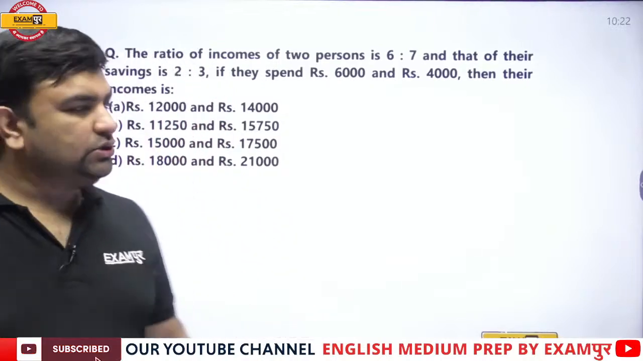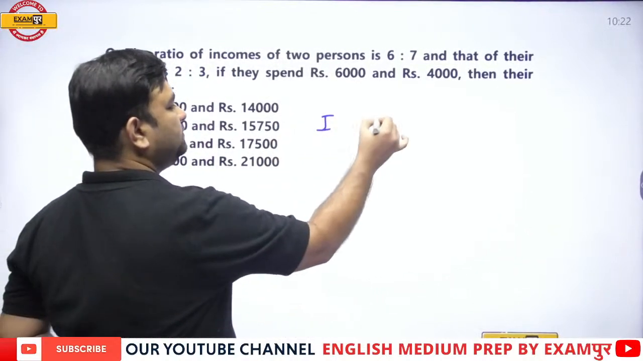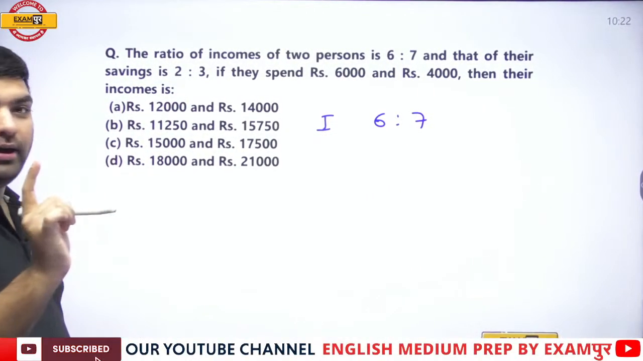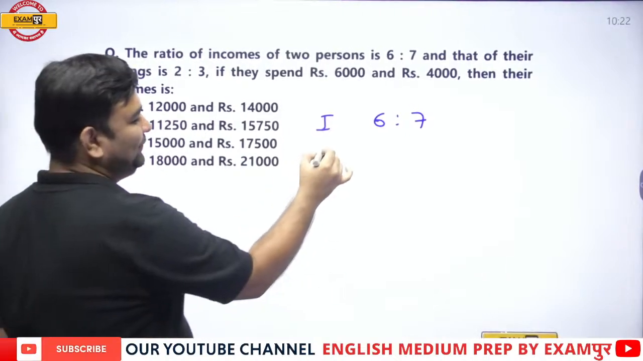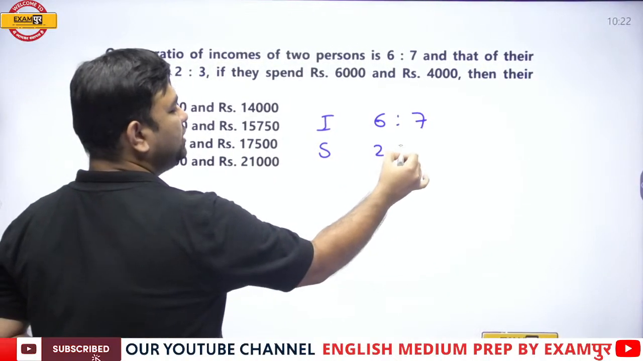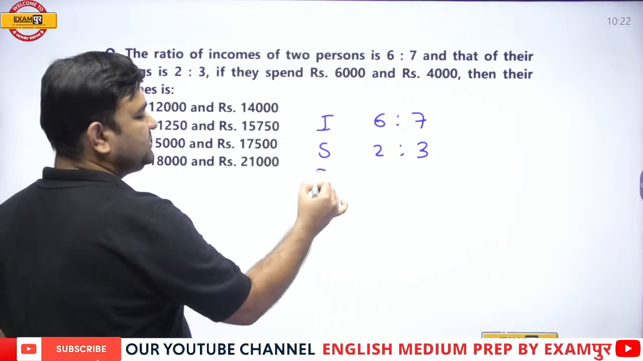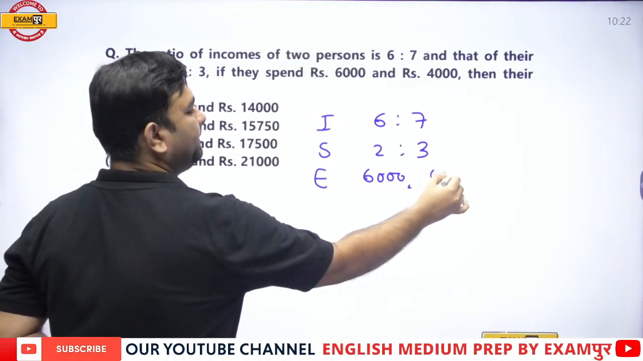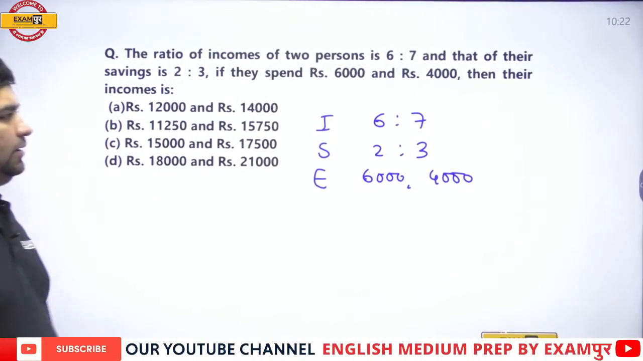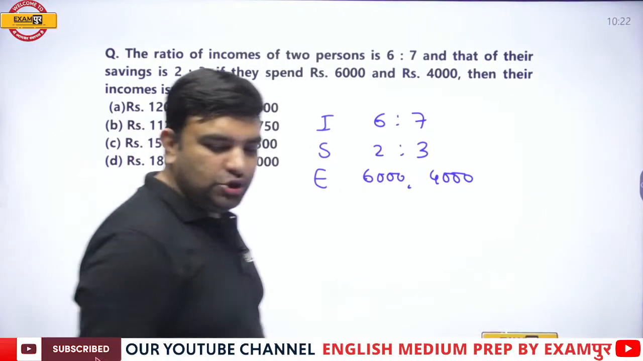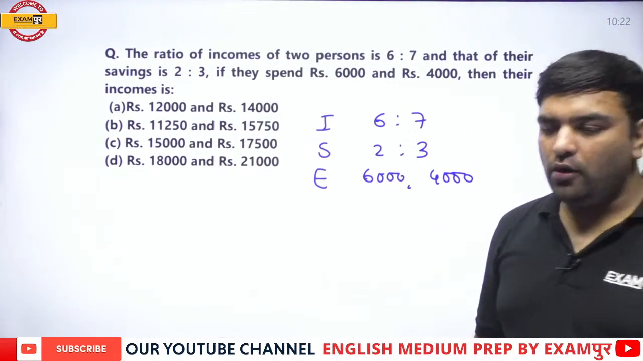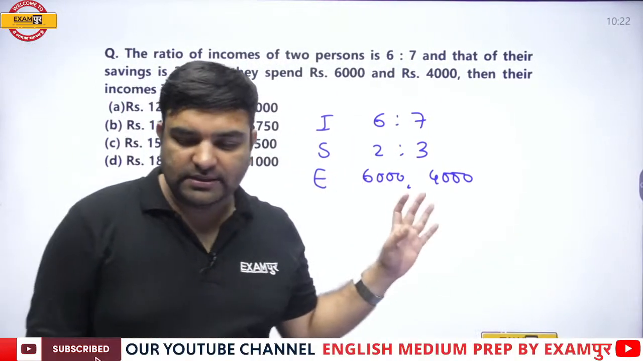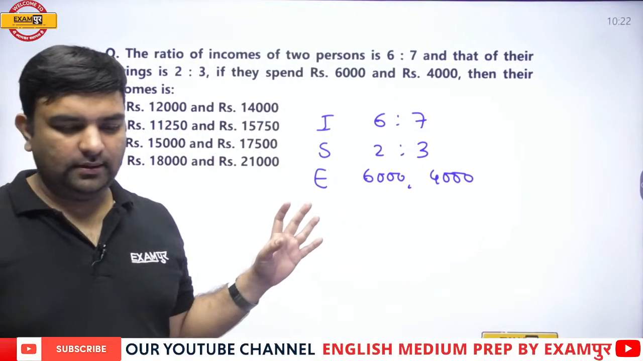Income of the persons is known as 6:7, and their savings are known. Savings are 2:3, and their expenditures are 6,000 and 4,000. Do you want to apply the crisscross or do you want to go for the basics?